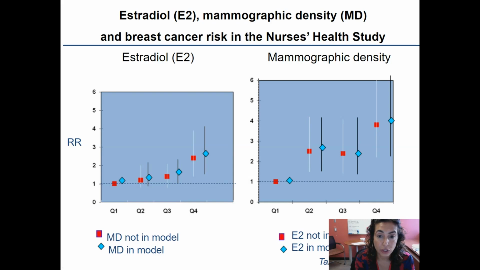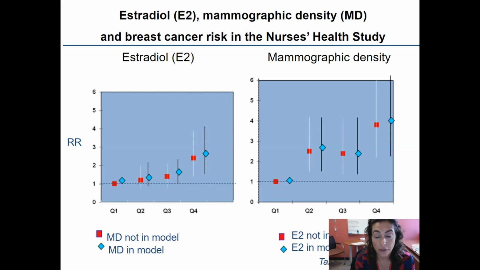This analysis that I'm showing on this graph here, if you look at the left-hand panel, is looking at estradiol levels. And what you can see, if you look at the red boxes, is that increasing estradiol levels are associated with increasing risk of breast cancer. So in that 4th quartile, women with high estradiol levels have about a 2.5-fold increased risk of developing breast cancer compared to women in that lowest quartile. When we account for mammographic density, it really makes no difference, suggesting that they're independent associations.